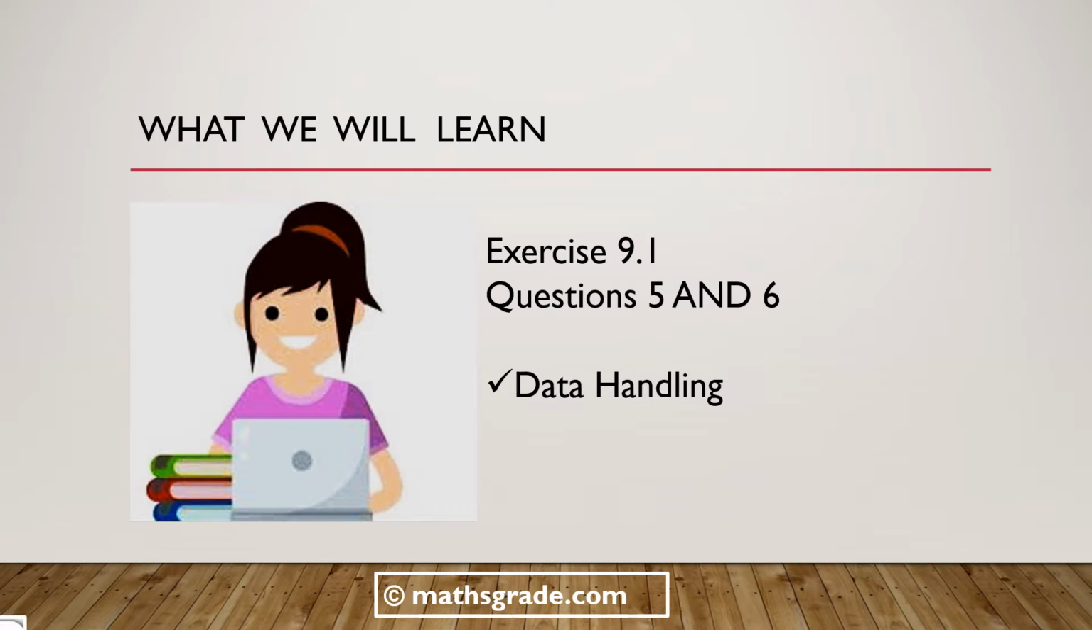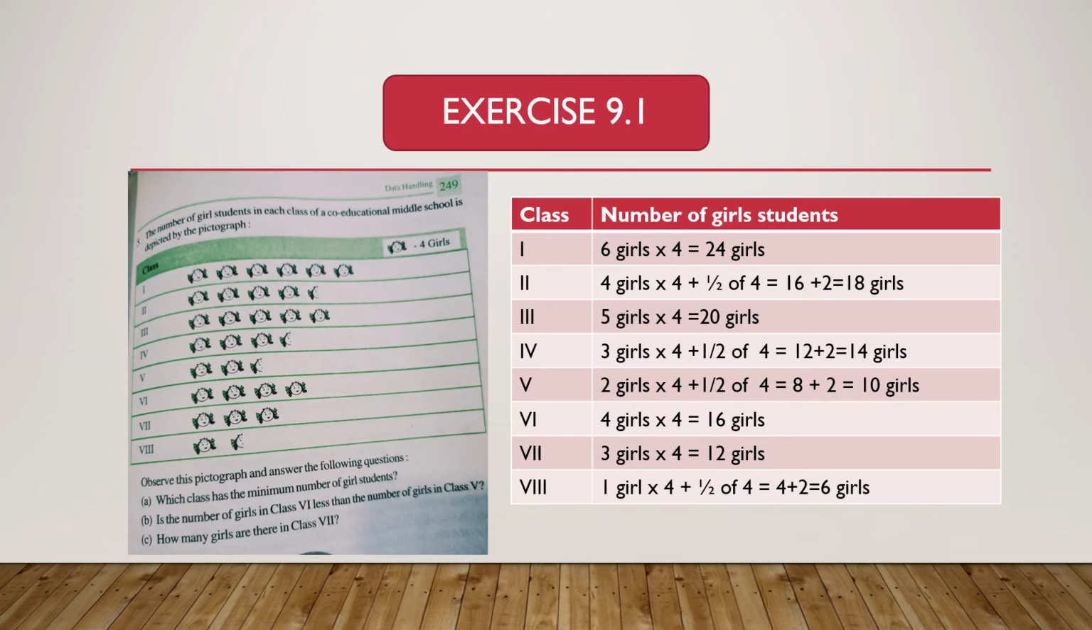Today we learn and solve exercise 9.1 questions 5 and 6 of data handling. Let's solve some questions. Now we solve question number 5. Question number 5: the number of girl students in each class of a co-educational middle school is given by the pictograph.